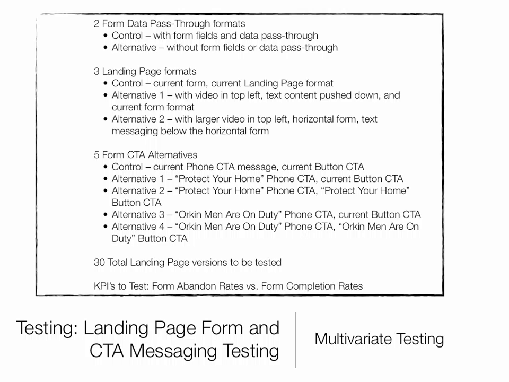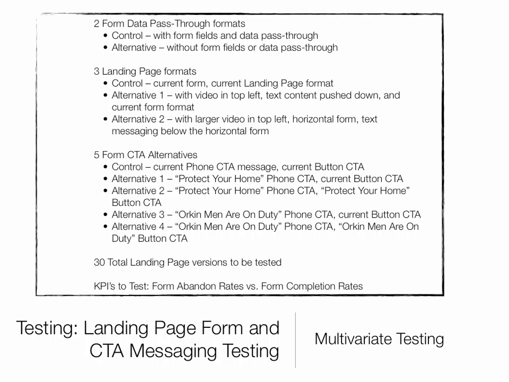So you'd have a control, which is the way it is currently with the current phone CTA message and the current button CTA. And then you'd have alternative 1, which would be the Protect Your Home phone CTA with the current button CTA. Then alternative 2, which would be Protect Your Home phone CTA with the Protect Your Home button CTA. Then you'd have alternative 3, which would be Orkin men are on duty phone CTA with the current button CTA. And alternative 4, which would be the Orkin men are on duty phone CTA and the Orkin men are on duty button CTA. This would give you a total of 30 landing page versions to be tested.